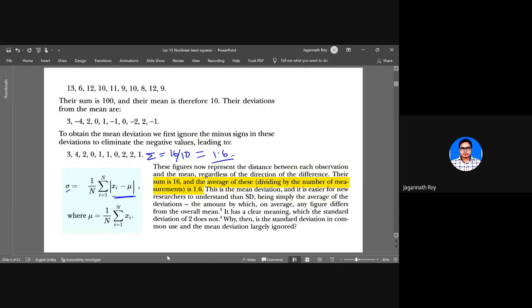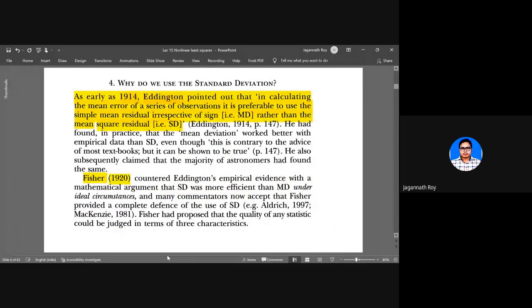Now there are some remarks that you can study. I will share this article with you, and if you're interested in more details, you can go through them. Eddington pointed out that in calculating the mean error, using the absolute error, the modulus value of a series of observations, is preferable to the use of the simple mean irrespective of the sign. That is, the mean deviation is more preferable in some cases compared to the standard deviation, that is, the square terms.